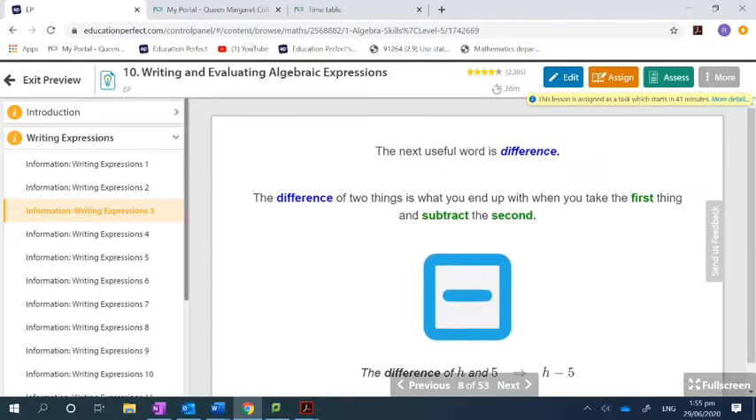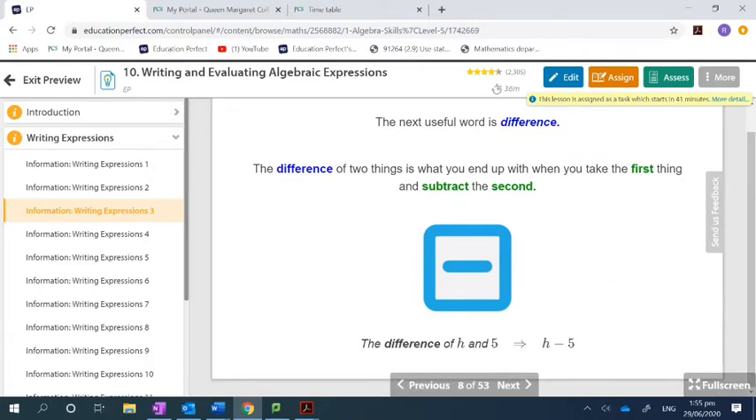Difference. What does difference mean to do? Be careful. Subtract, right. Yeah, it's a minus. So anytime you're doing difference, you take the first one and subtract the second one from it. Now, does it matter the order when you're subtracting? Yes. Absolutely matters, right? Okay, good. So here, look at the example. The difference of h and 5 means h minus 5.